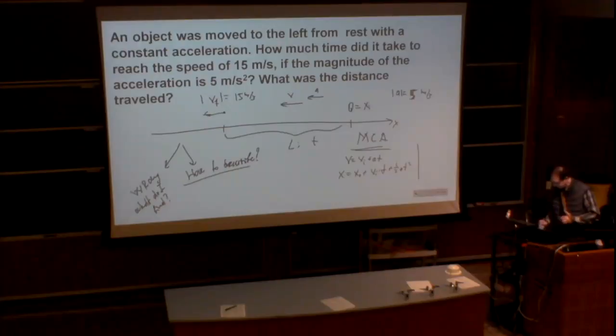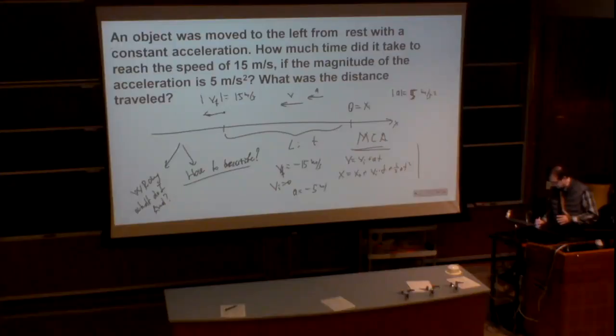V initial, it has to have a magnitude of 15, but it's negative, so that's the final value. V initial is zero because it begins from rest. Acceleration. The magnitude is 5, but it points to the left, so the actual value is negative 5 meters per second squared.